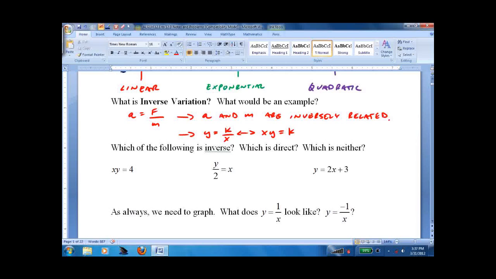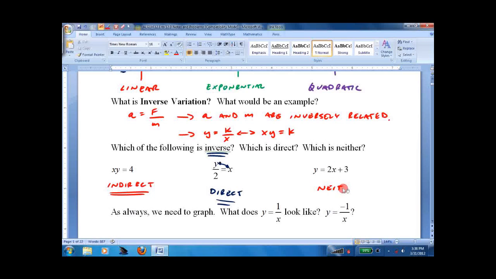So, which of the following is an inverse relationship? Which is direct? Direct would mean that the y and the x are on the same side in terms of above or below the line. So this is direct. This we just talked about. This is indirect. And I won't give you any problems that involve these, but it's good to know what you're talking about. Which is neither? This is neither.